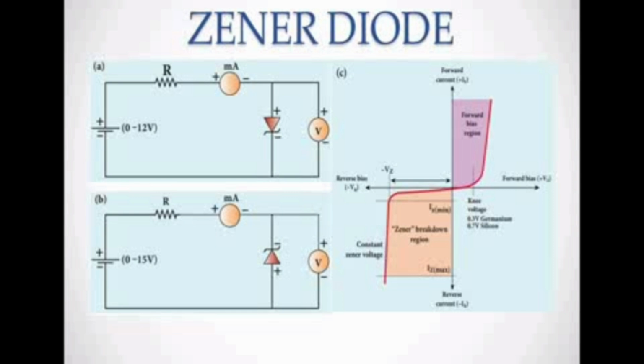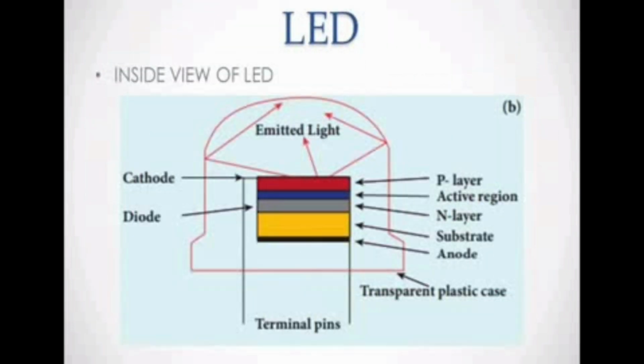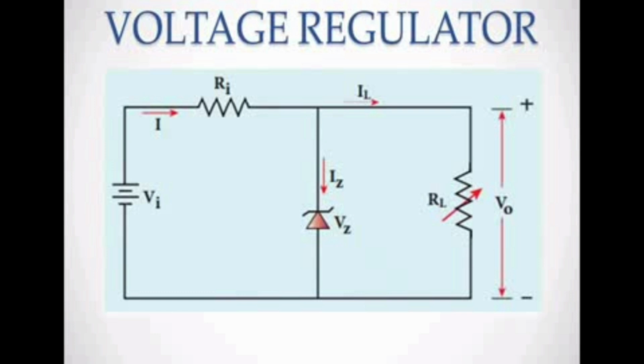Now we are going to see the Zener diode as a voltage regulator. Here is the Zener diode, which works in a reverse bias condition. V is the input, and the output is taken from the load resistance. Ri is the input resistance. A voltage regulator means that when the input current and voltage increase or decrease, the Zener diode must maintain the same current and voltage. That is the principle of the Zener diode as a voltage regulator.